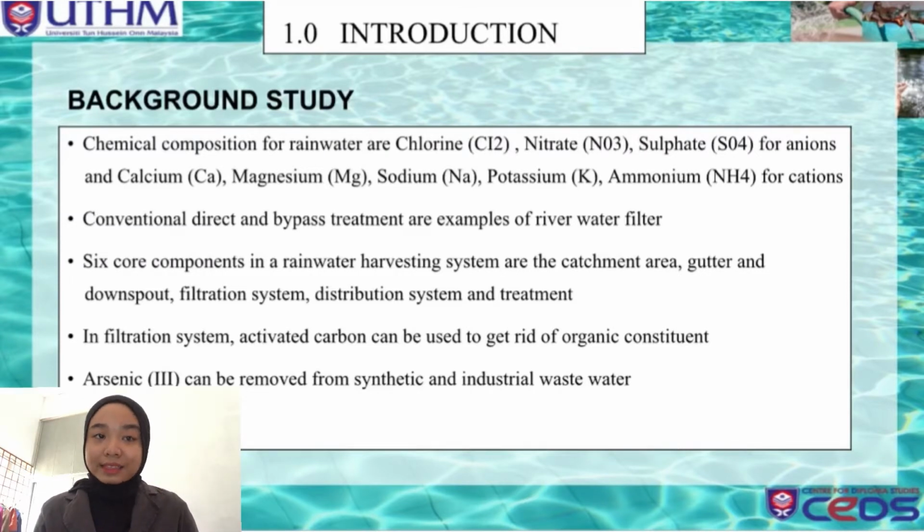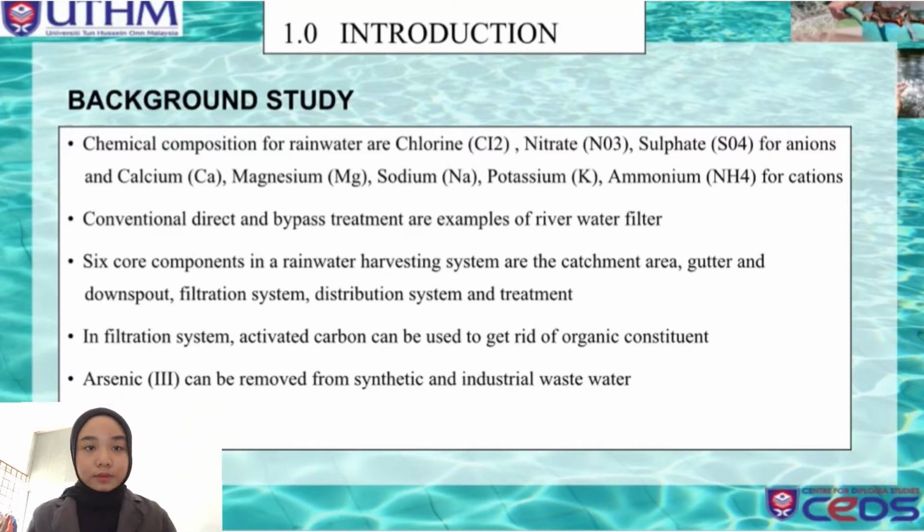There are other examples of water filtration, such as for rivers. They have conventional, direct, and bypass treatment. The core components of a rainwater harvesting system are the catchment area, gutter and downspout, filtration system, distribution system, and treatment. In the filtration system, which is our project's concern, activated carbon can be used to get rid of organic constituents. Other than that, arsenic can also be removed from synthetic and industrial wastewater by using coconut husk.